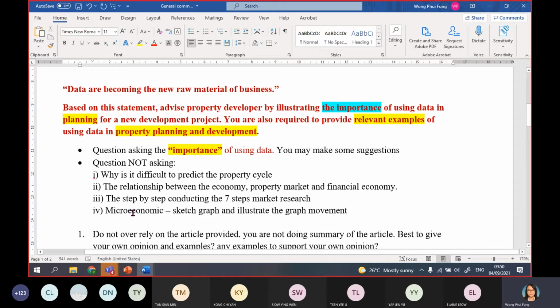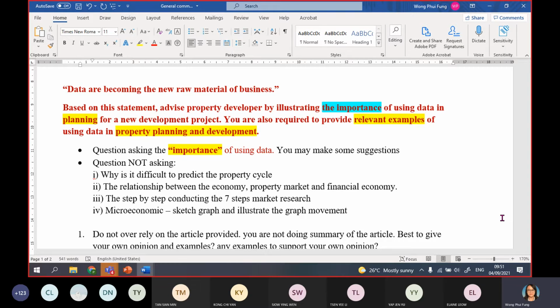Okay. Some of you, not many, a few, sketched the microeconomic graph. I would say this answer is actually not so right lah. Unless you can relate the microeconomic concept to the planning, then I can accept. But if you purely just sketch a graph, talk about the graph movement without linking back to the question, then that one is actually not so right.